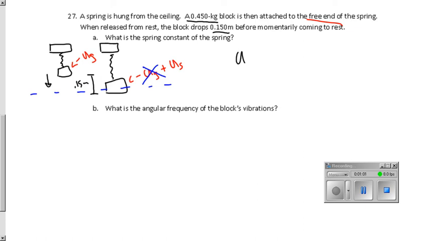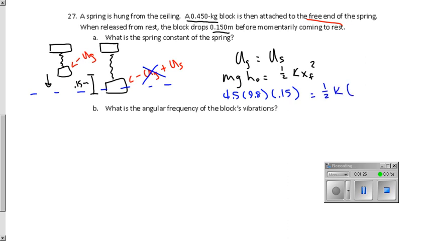So that means that my UG initially is equal to my US at the end, which means that mg times h initial is going to equal 1/2 k times x final squared. So as we do that, we've got our 4.5 times 9.8. Our initial height is 0.15 meters, and it's going to equal 1/2 our spring constant times our x final. Our x final is negative 0.15.